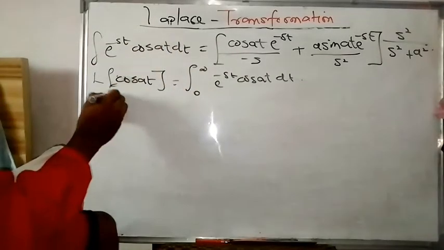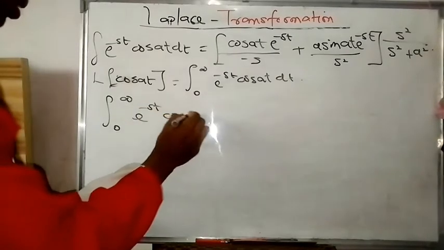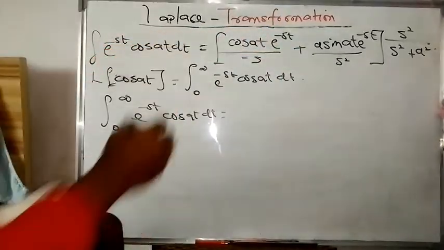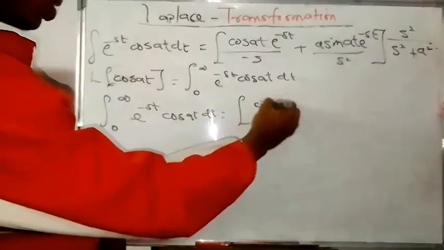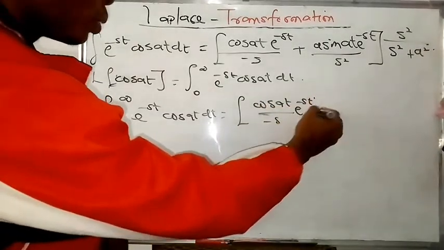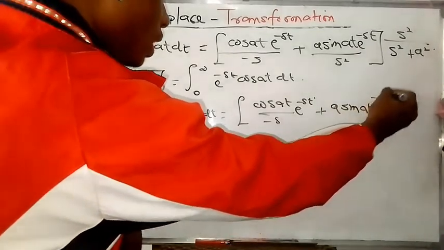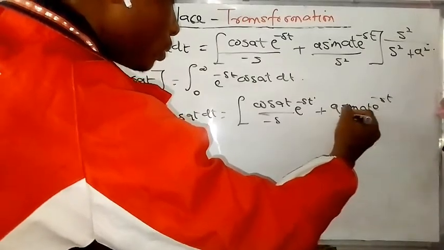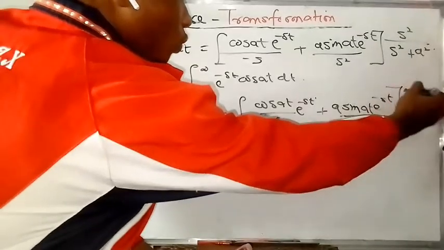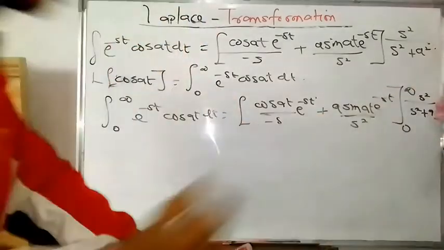So applying my limit, we have the integral from 0 to infinity of e^(-st) cos at dt. It will now be equal to, taking the limit from 0 to infinity here, open bracket, cos at divided by -s e^(-st), plus a sin at e^(-st) divided by s squared, starting from 0 to infinity, times s squared divided by s squared plus a squared.